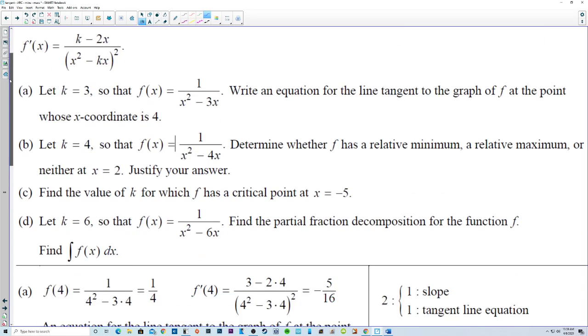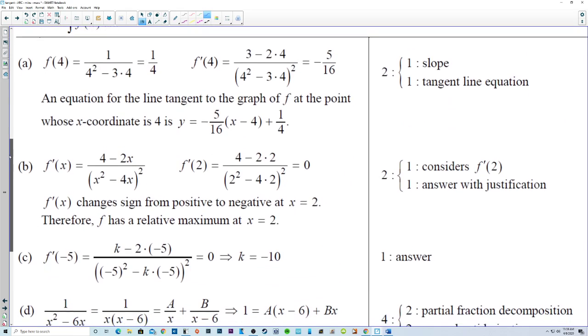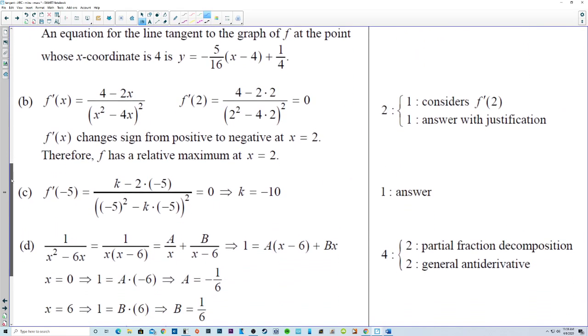I'll show you the rubric here if you want to take a look at the point breakdown and what you get for each problem.